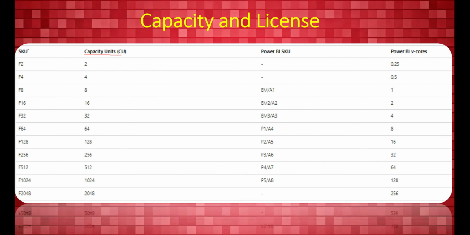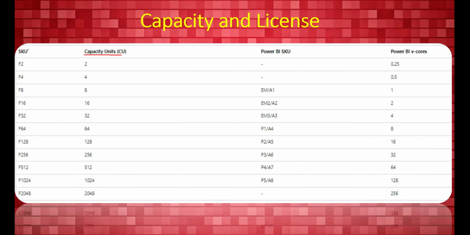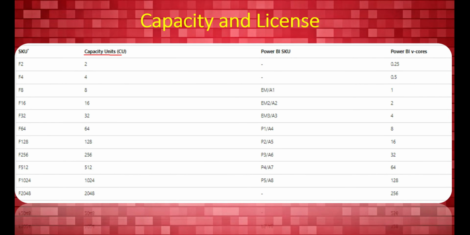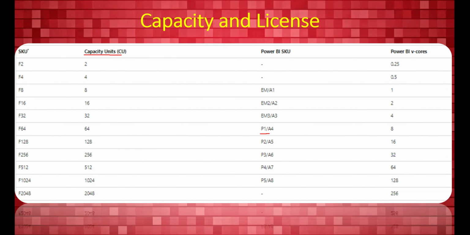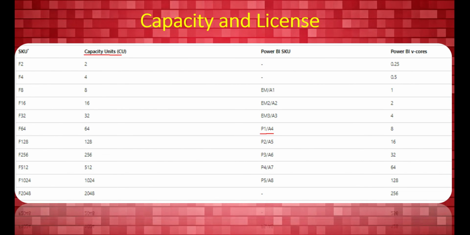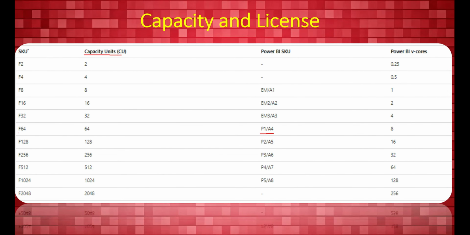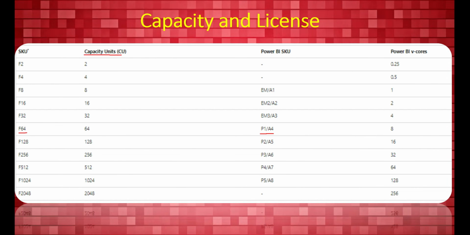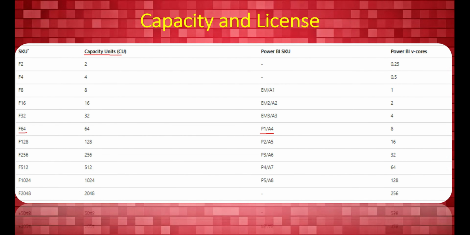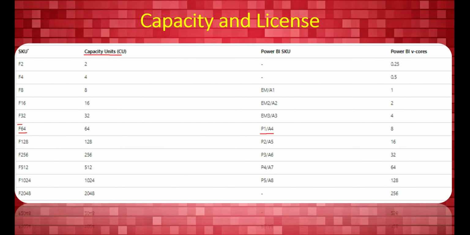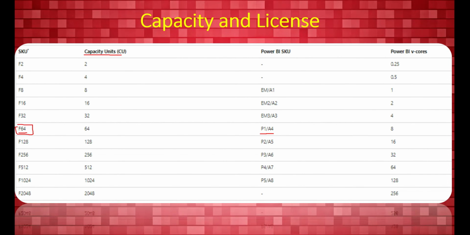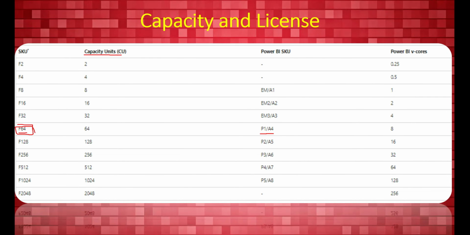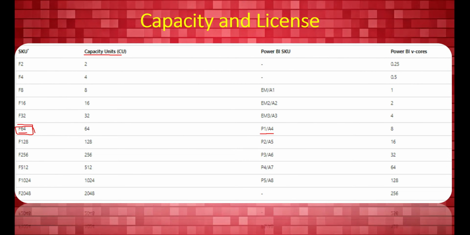And SKUs map to Power BI SKUs here, as you can see. So if you are already using the P1 Power BI SKU, it is equivalent to F64. Here there is an F series, that means it's a Fabric series. F64 is actually very important, because this is like a cutoff.